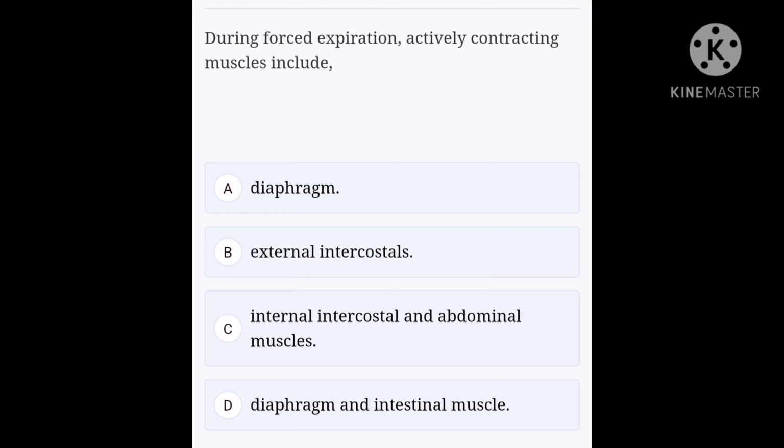Okay, next question. During forced expiration, actively contracting muscles include option A, diaphragm, option B, external intercostals, option C, internal intercostals and abdominal muscles, option D, diaphragm and intestinal muscles. Option C is the correct answer for this question.